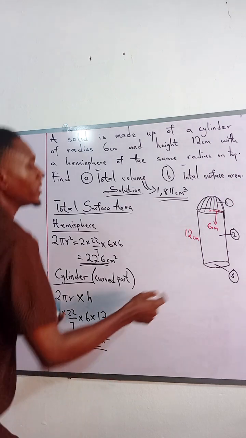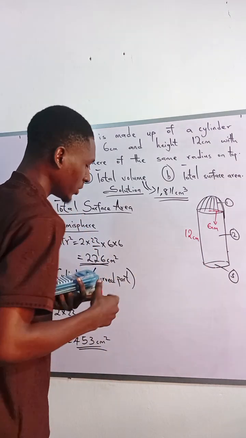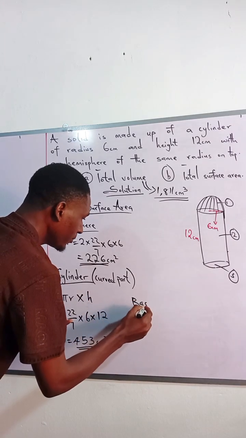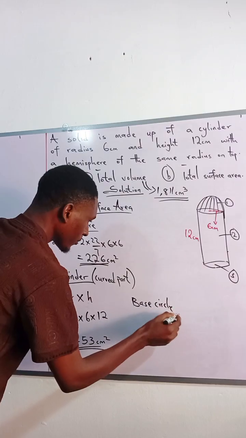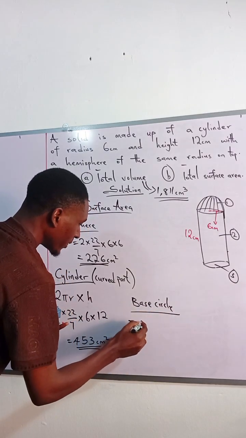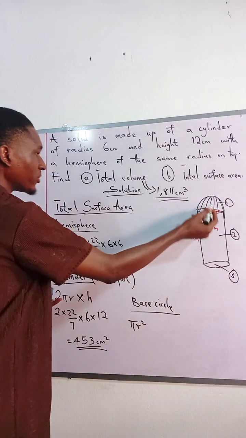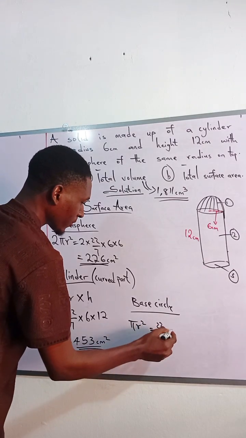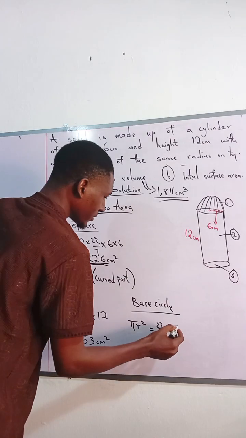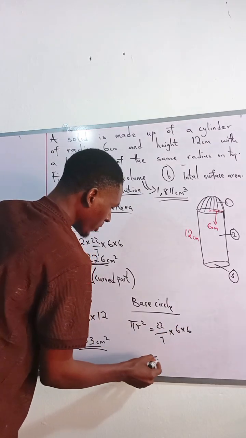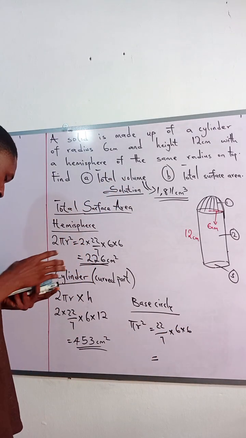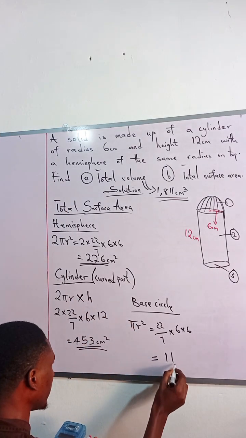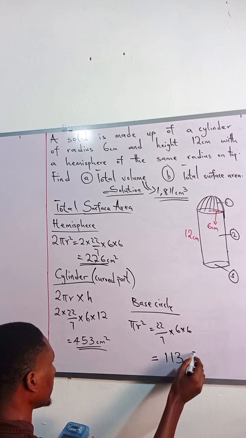Now the final one is going to be our base area, which is pi r square, the base circle of the cylinder. Remember, we have 3 different surface areas. Our pi r square is 22 over 7 multiplied by 6 times 6. When we multiply this, what do we get? Let me check. I got 113.14. I'm going to leave it as 113 centimeters square.